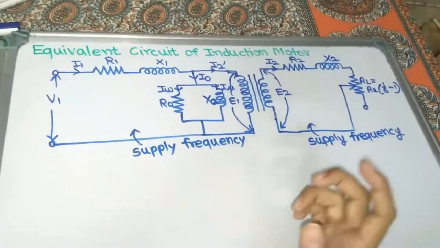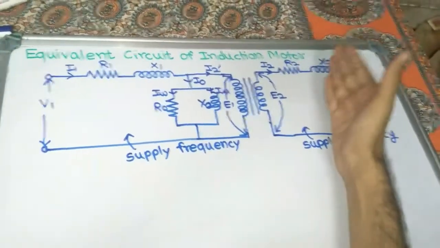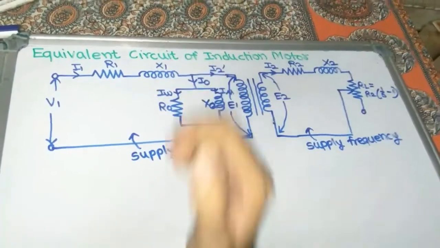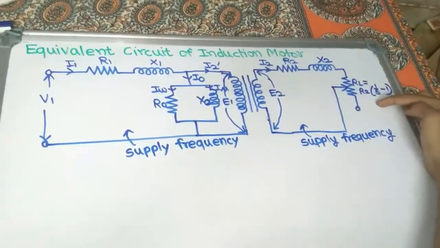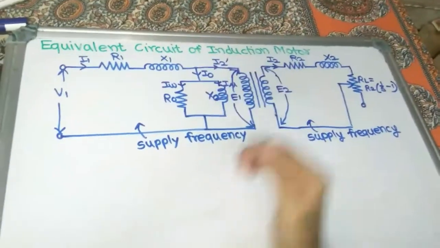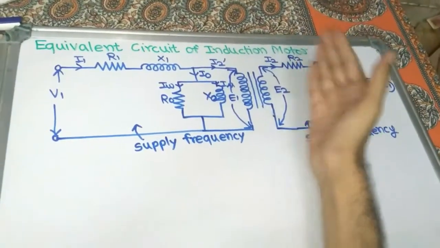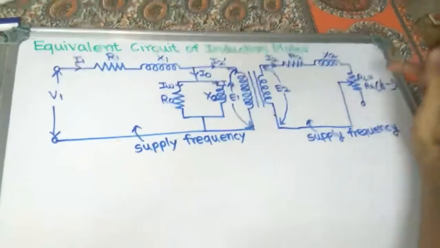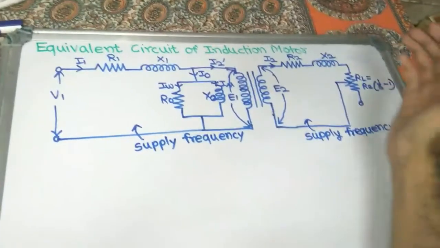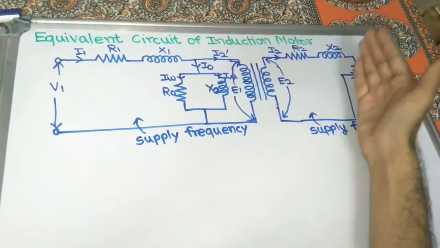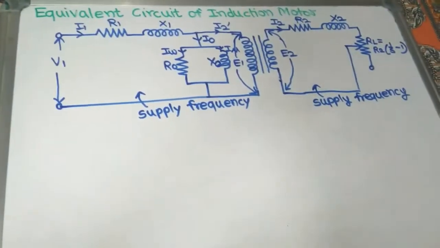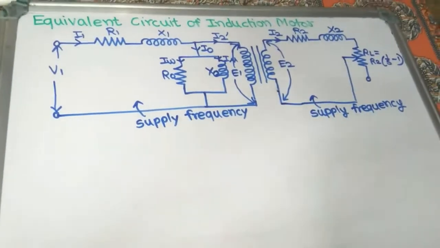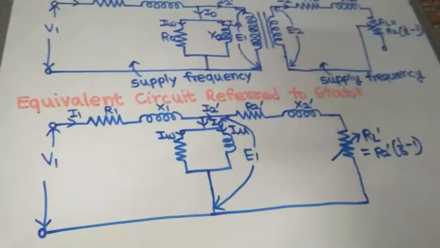We can draw it by shifting the rotor parameters to the stator side. What are the rotor parameters? R2, X2, RL in the rotor side. So what will they become? They will become R2 dash, X2 dash, and RL dash after shifting these parameters into the primary side, that is the stator side. So we can draw the equivalent circuit referred to stator.